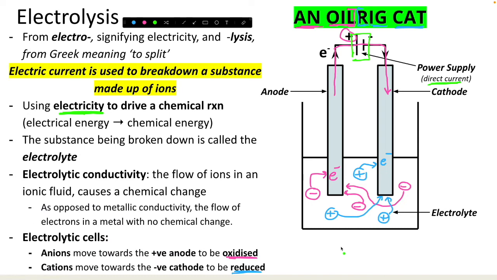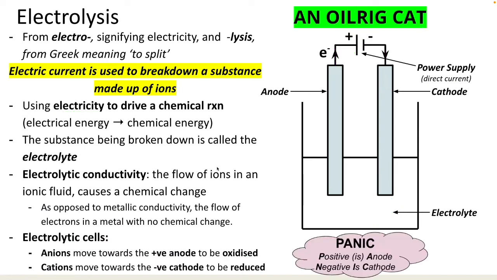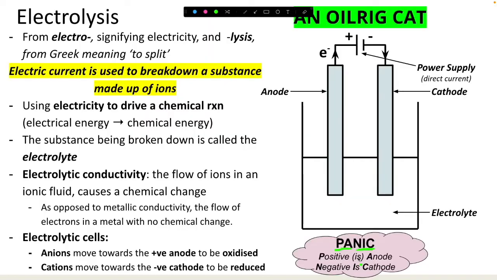Another little acronym that we can apply for electrolytic cells is PANIC. If you ever forget what electrode is charged which way, you've just got to panic, where it's saying the positive is the anode and the negative is the cathode in an electrolytic cell. Really important that this only applies for an electrolytic cell. We're going to look at other kinds of cells, but in an electrolytic cell undergoing electrolysis, the positive is always the anode, the negative is always the cathode.